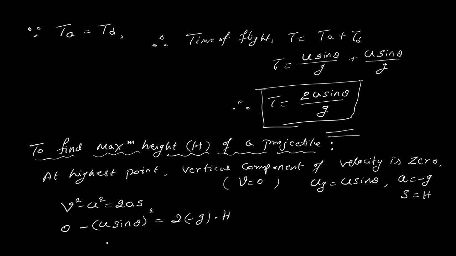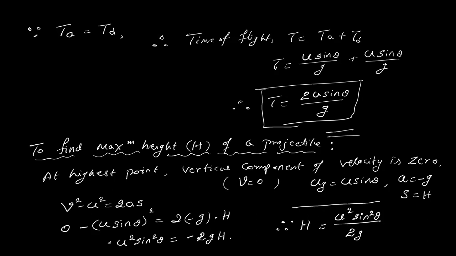So now solve for it. u square sine square theta is equal to minus 2gh. Therefore, h becomes, see both the side negative signs will cancel. The maximum height becomes u square sine square theta divided by 2g. The h is u square sine square theta divided by 2g. This is the formula to find out the maximum height.